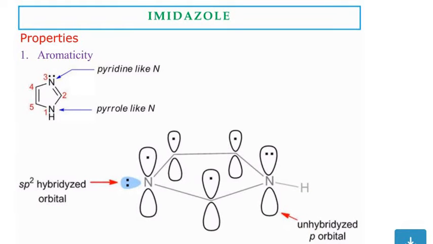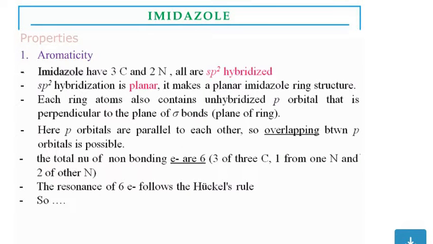Now imidazole: pyridine-like nitrogen and pyrrole-like nitrogen. This is the orbital diagram, unhybridized p orbital and sp2 hybridized orbital. Now aromaticity: you can see imidazole has 3 carbons and 2 nitrogens, all sp2 hybridized. sp2 hybridized atoms are planar, so it makes a planar imidazole ring structure.